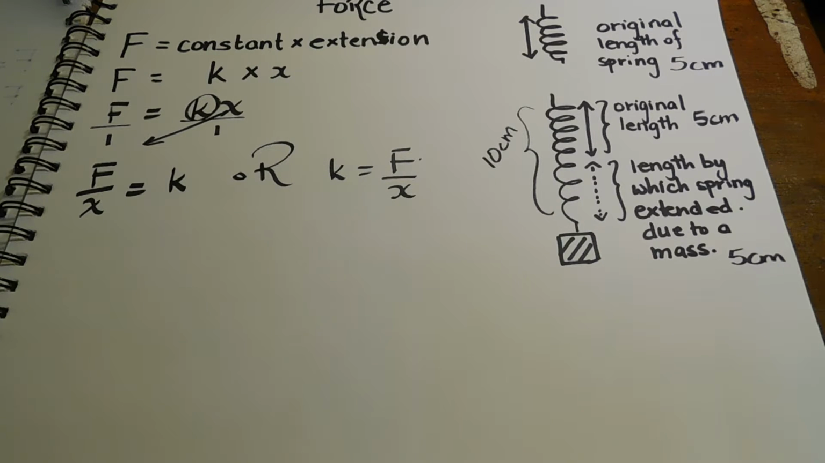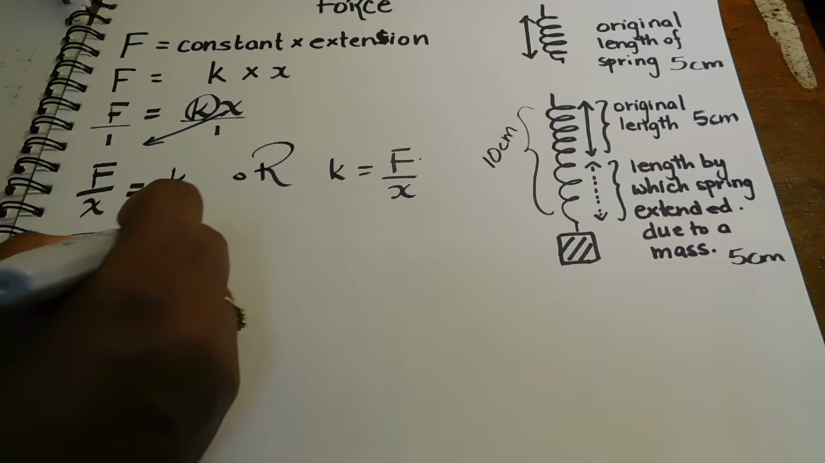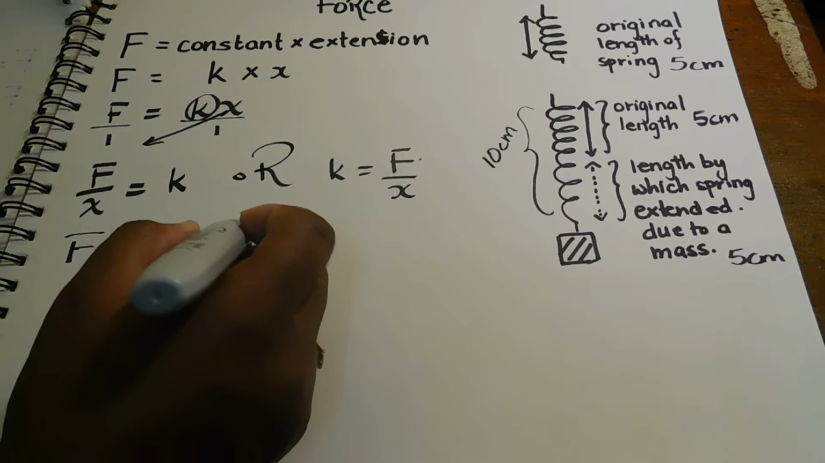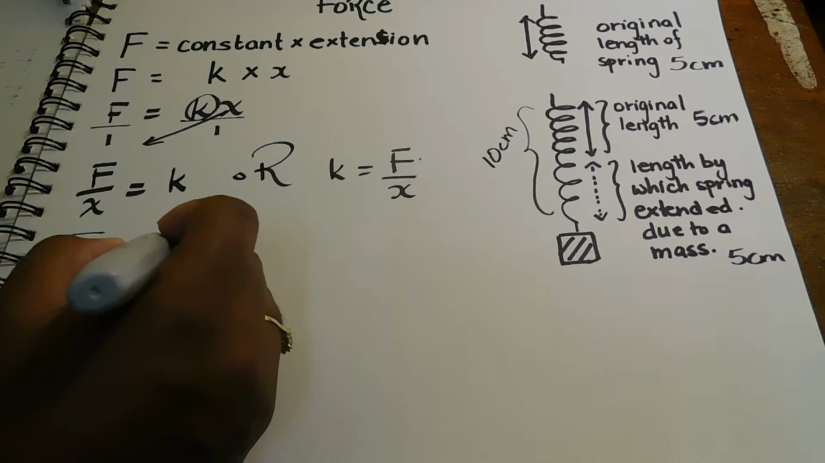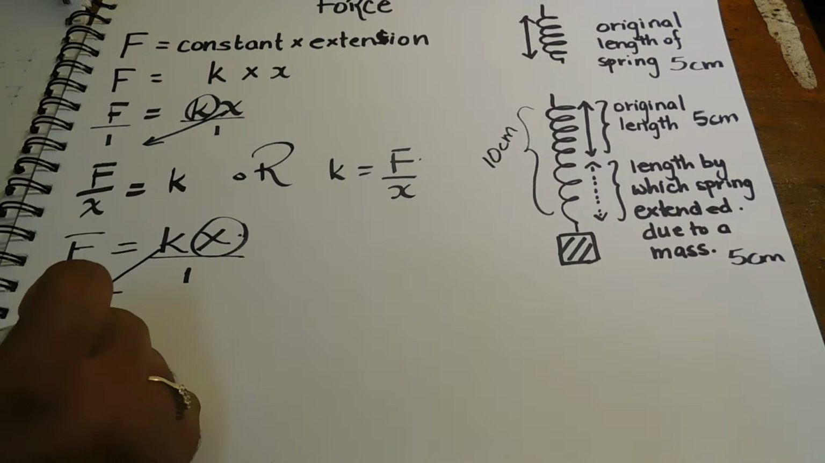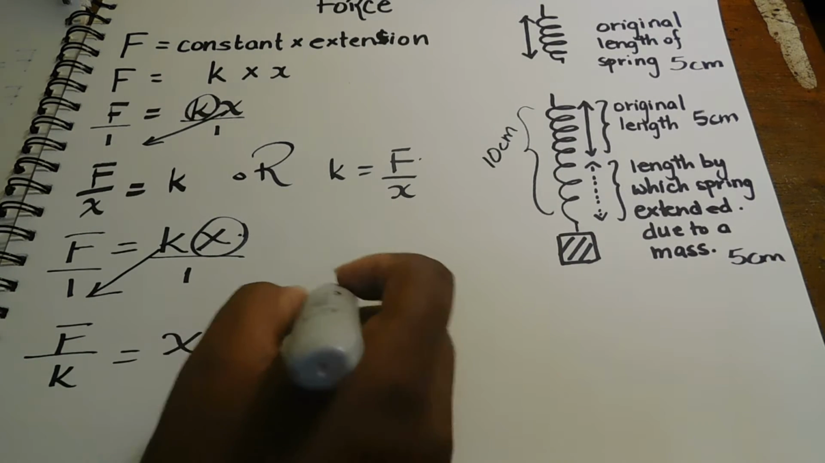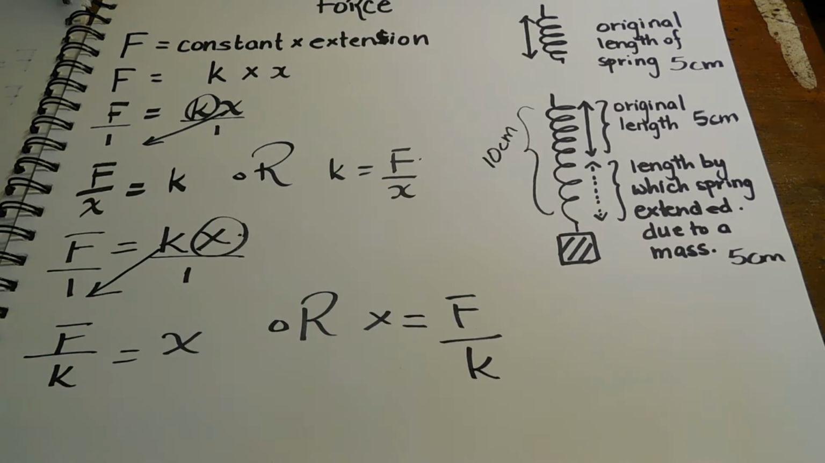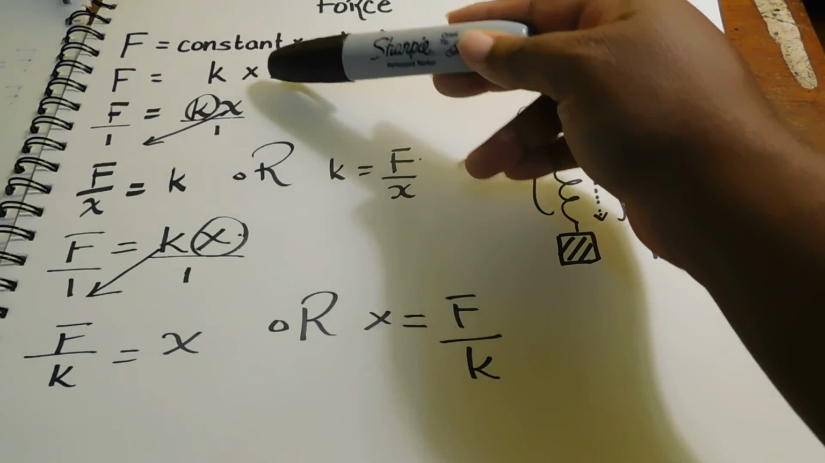Now, what if I want to find out what X is equal to? Again, if F is equal to Kx, and I want to find what X is equal to, I would just say, everything over 1. And since K is on top, I will move K, and I would say F over K is equal to X, or X is equal to F over K. Pretty simple.